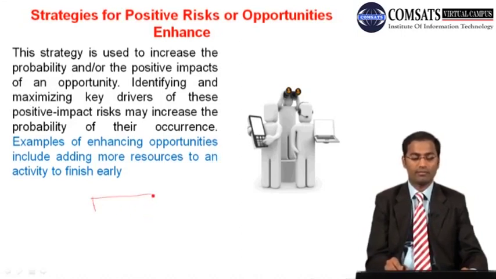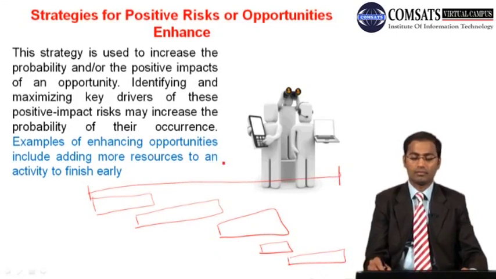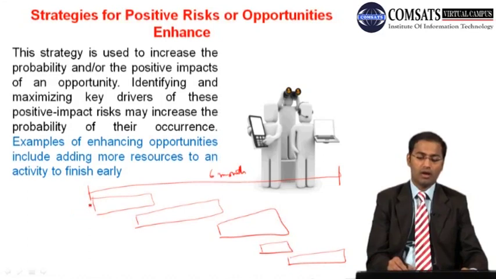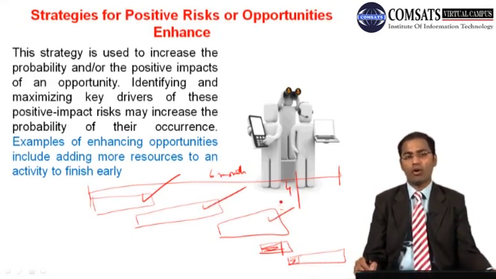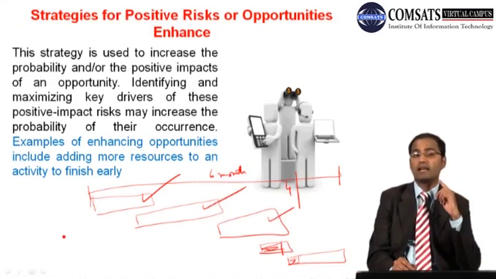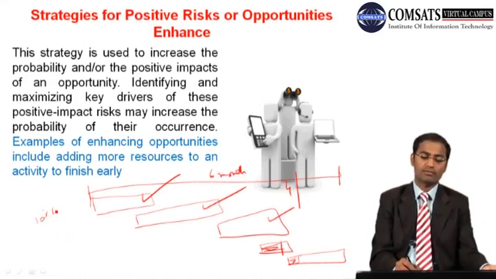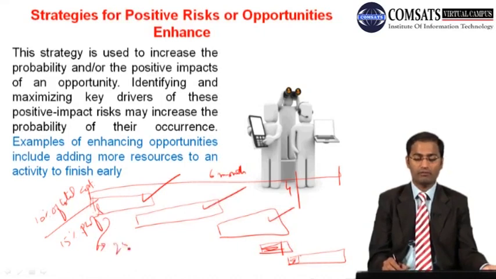So one of your projects is underway, and this is kind of a schedule for your project. Now you have completed this, this, and this, and half of this has been completed, and a part of it has been completed. So you are into month number 4, let's say, and there is one contract clause that if you finish your project 1 month early, then you will get a bonus, and the bonus is up to 10% of the total cost. That means if you are working on 15% profit, now you can increase this profit to 25%.